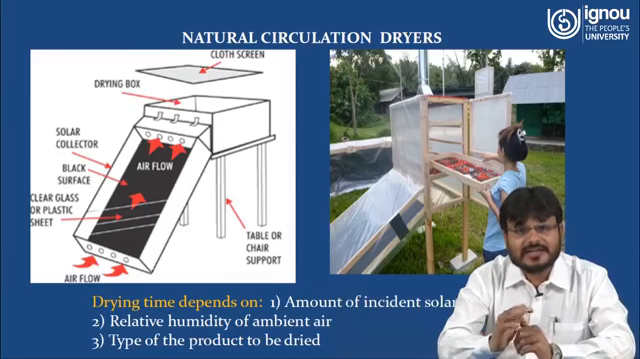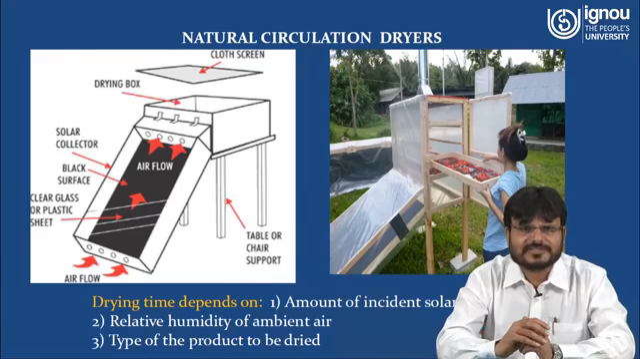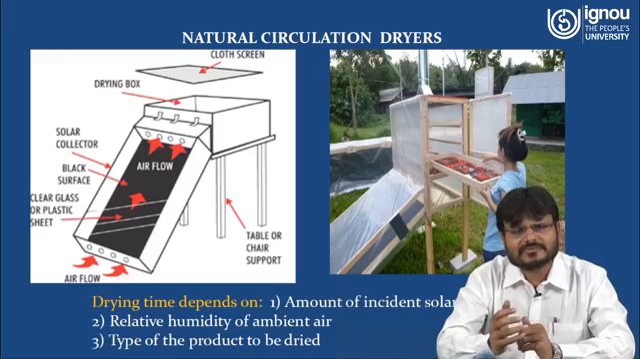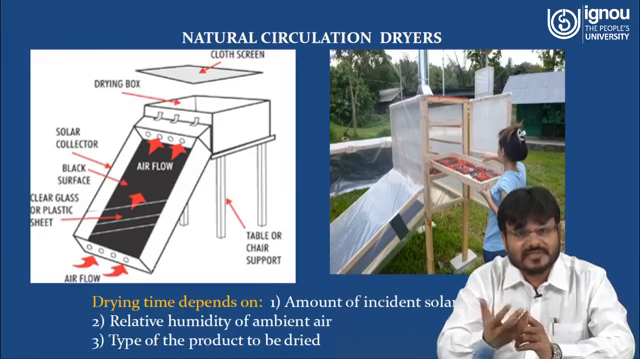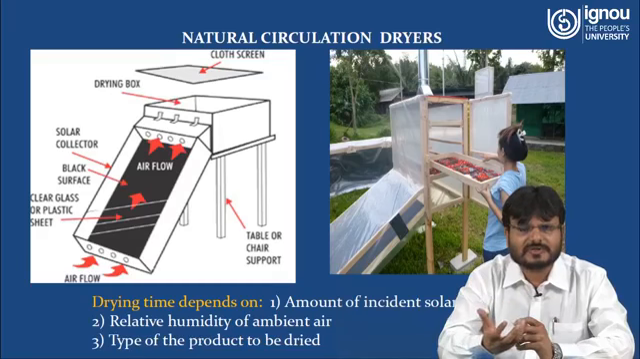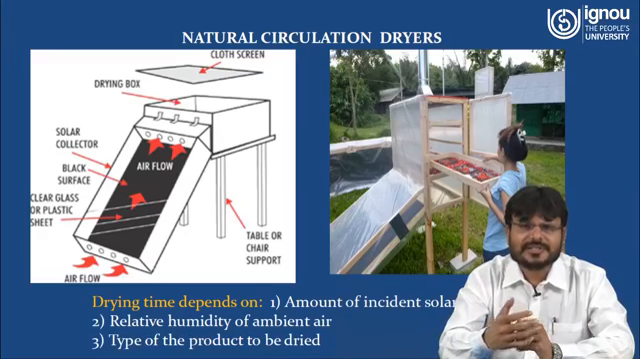Above the solar collector there may be a glass cover or a plastic sheet. As solar radiation comes in the form of short wave radiation, it has high energy, so it will penetrate through the glass cover or the plastic sheet and reach the absorber of the solar collector, and whatever solar radiation is coming, it will be absorbed. So what will happen? The temperature inside the solar collector will increase.